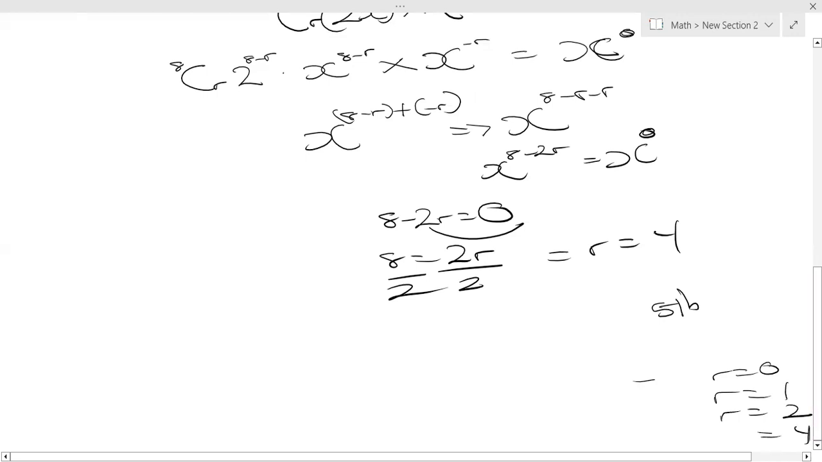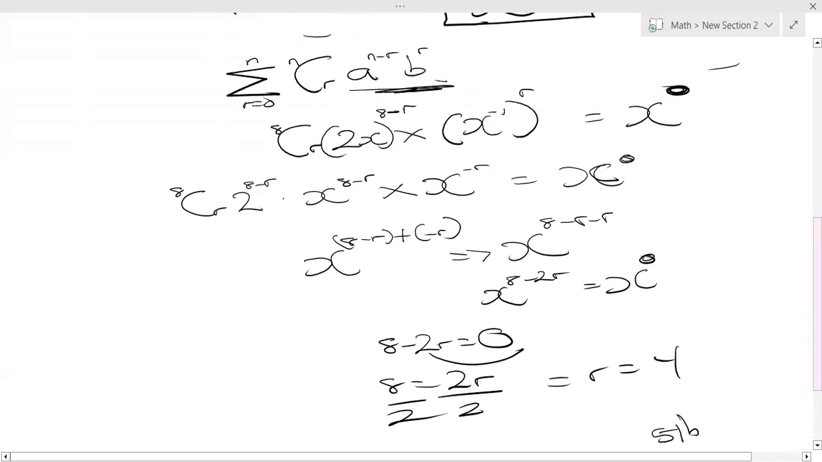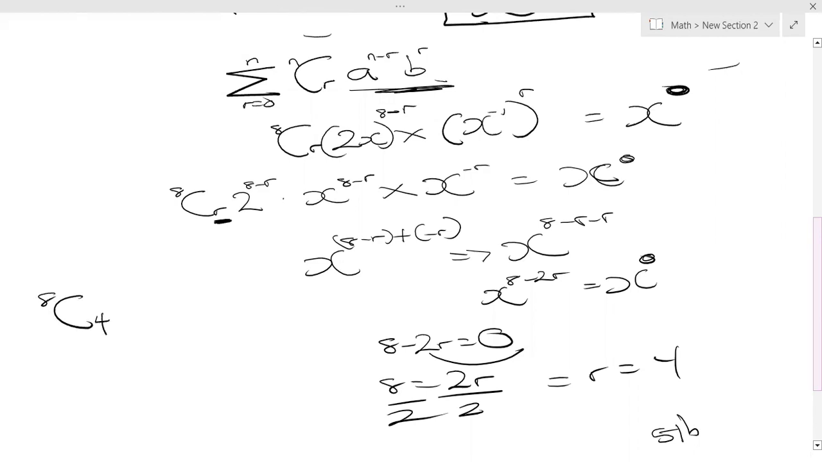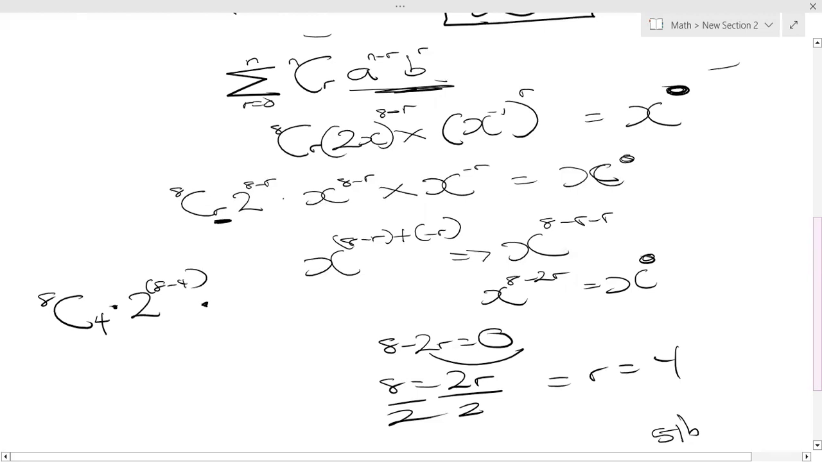Let's also put the values. Okay, we have to put the values here. All right, let's not ignore this one. So we have 8c, what's our r, 4? Okay, times 2 raised to power 8 minus 4. Let's just input everything. Let's just focus on this concept, because we already know that the rest is just x raised to power 0, right?